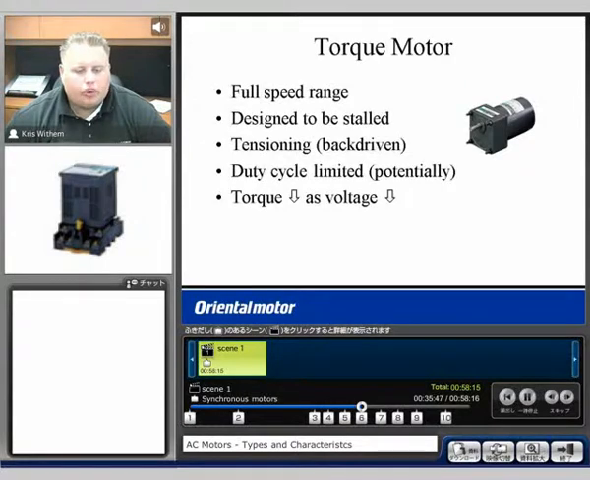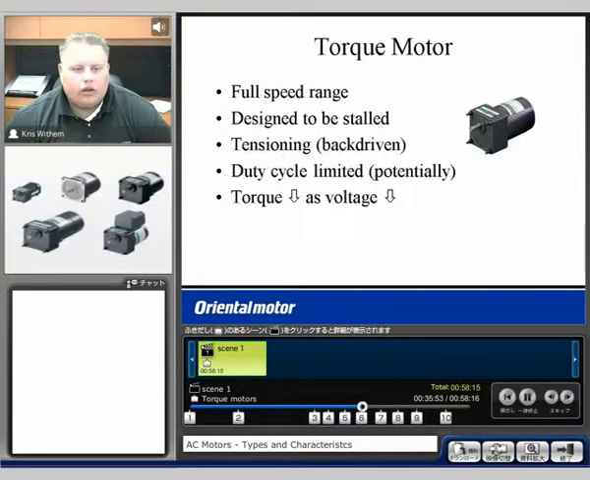The torque motors. The torque motors that we have are always used for similar applications: tensioning or winding, or like a take-up reel. It has a full speed range. It's designed to be stalled. Tensioning or back-driven applications. The duty cycle is limited depending on the application that's being done. Torque drops as the voltage drops.